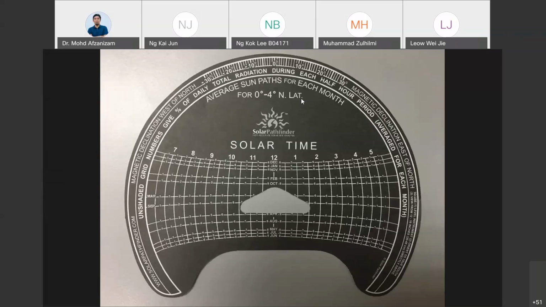So Khalid and Jias, do not use this solar pathfinder for your country, because actually you have your own dedicated solar path. If you are using this one, you are referring to the wrong solar path, and the movement of the sun is not the same. So that's the idea of having this kind of chart.